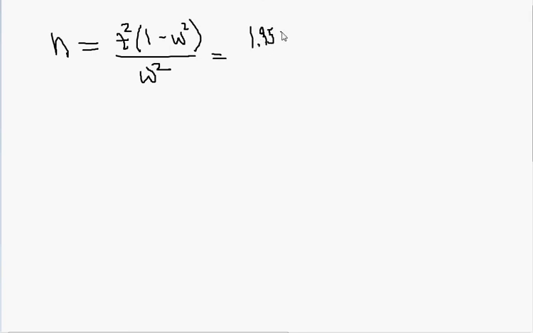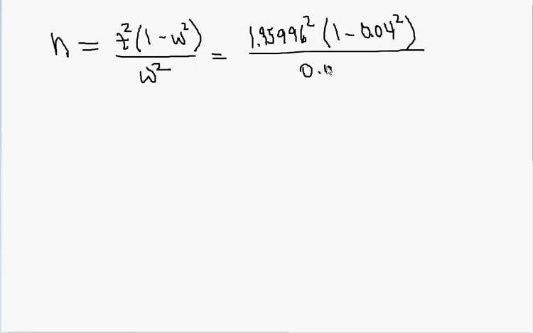Okay, so to do this, we derived this formula in class, and I'm not particularly big on memorizing formulas, but this one I think counts. The formula goes n is equal to z squared times (1 minus w squared) over w squared, where w is the width. So in our case, 1.95996 squared times (1 minus 0.04 squared), divided by 0.04 squared. Now I'm going to emphasize this. This is the width, 0.04, so that the margin of error is half that, 0.02.